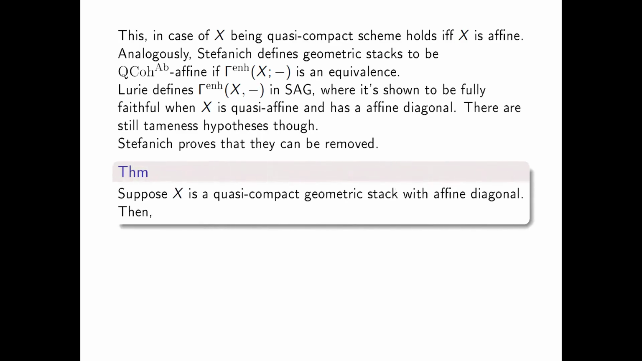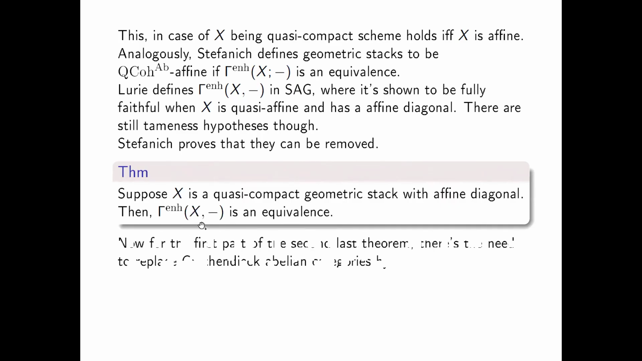So I think this is the last thing that I have. I think we're doing pretty good on time. So I was planning to wrap it up in 15 minutes, but here's what Stefanich proves basically, that if you have a quasi-compact geometric stack X with affine diagonal, then this function is an equivalence, right?